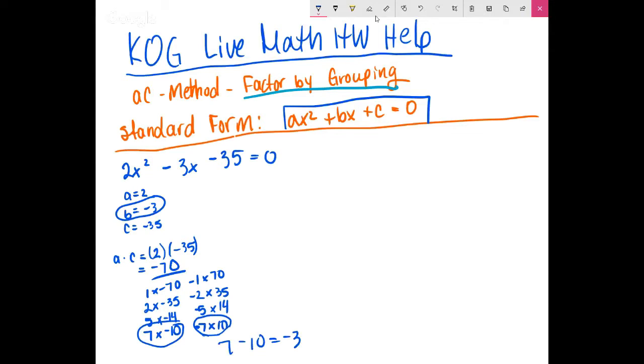So remember, we're going to rewrite B, or that middle term, with 7x and -10x. Let's do it. 2x squared plus 7x, because 7 is positive, minus 10x minus 35 equals 0. Remember, this 7x minus 10x is -3x. They're the same thing. So you didn't change anything as far as the value. Let's group them together.